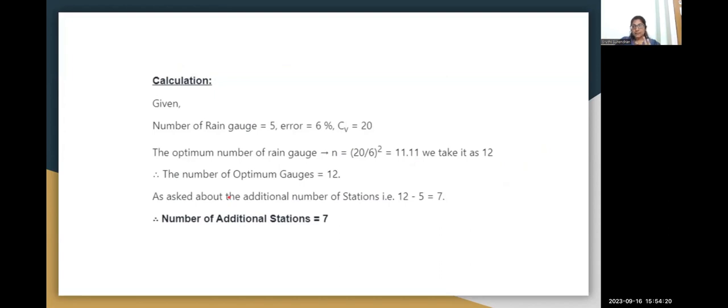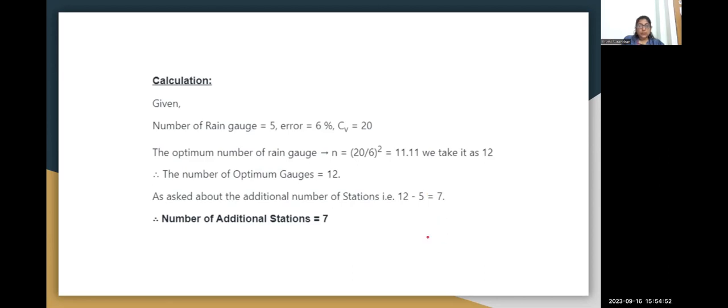Now, they have asked what is the additional number of stations that is required. They've said that there are 5 stations, but we want to know the correct number of stations required in that area, and it is 12. So how many more rain gauge stations will we have to keep there so that the area has a sufficient amount, or rather, the correct word would be optimum. It's not too less or too high. The number of additional stations required is the optimum number minus the existing rain gauge stations available, which is 7.